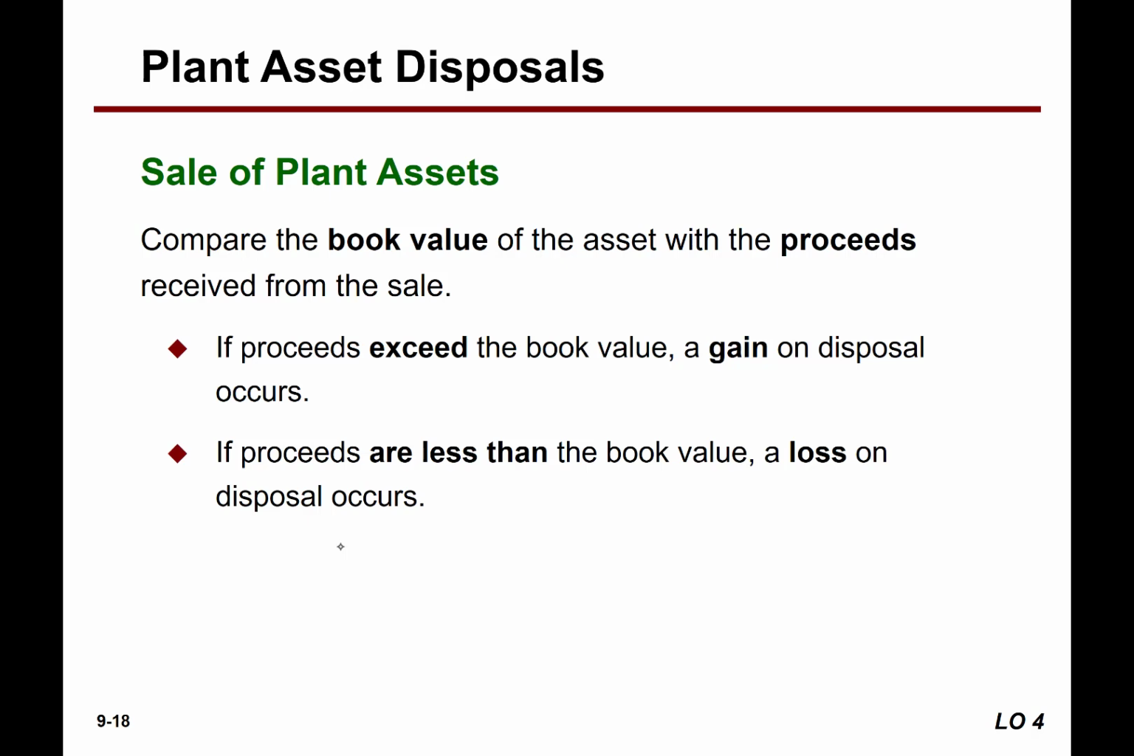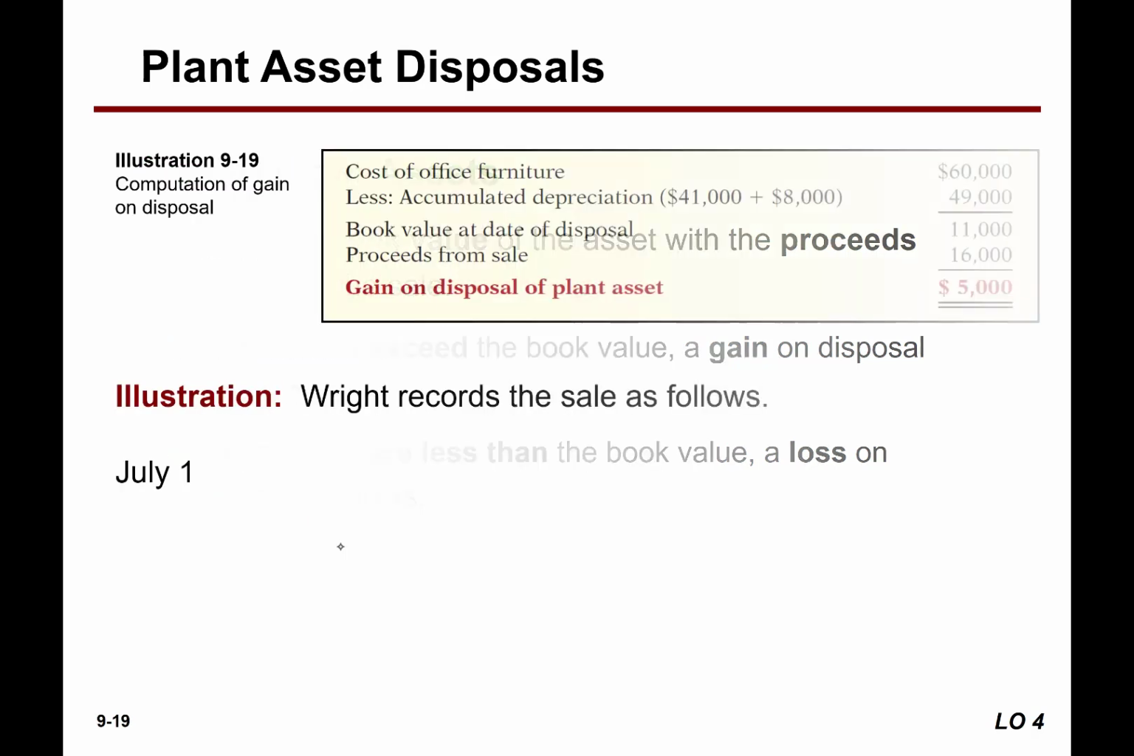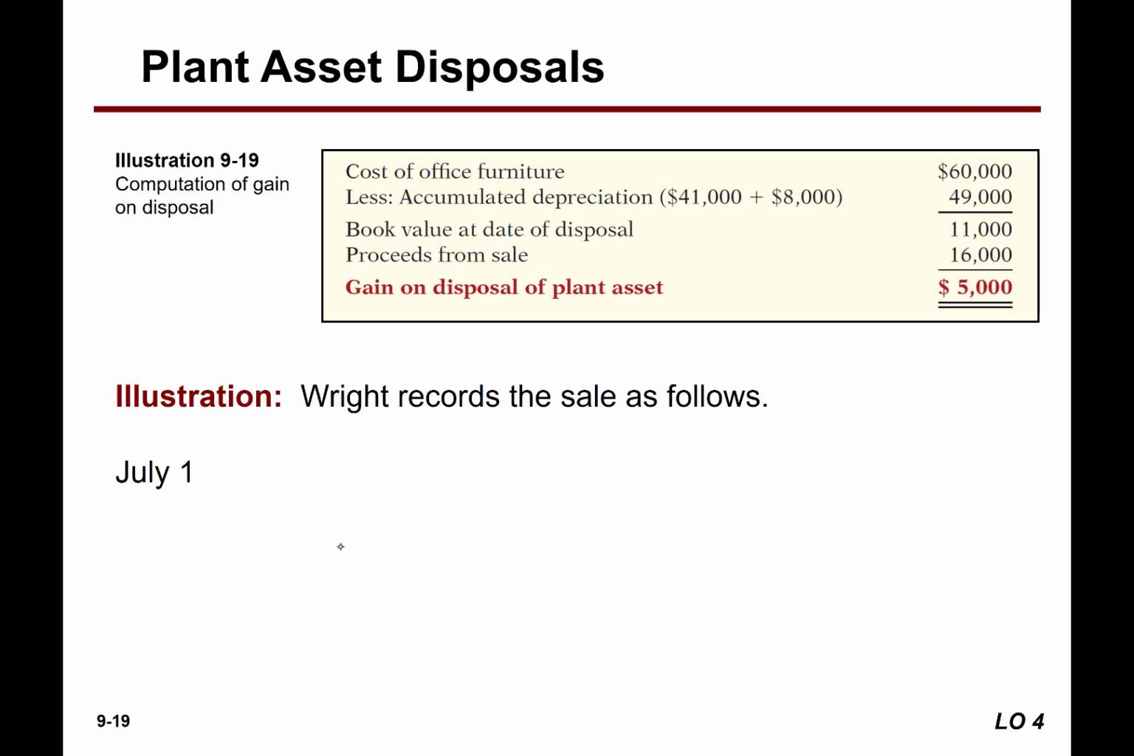Now we come over and we sell the plant, or not plant, probably equipment, and somebody gives us some money. If the proceeds exceed the book value, that's a gain. If the proceeds are less than the book value, that's a loss. So let's take a look. The furniture cost us $60,000. The accumulated depreciation is $49,000. Don't worry about this 41 plus 8 for some time. The book value at the date of disposal is $11,000. Proceeds from the sale are $16,000. I have a gain, don't I?